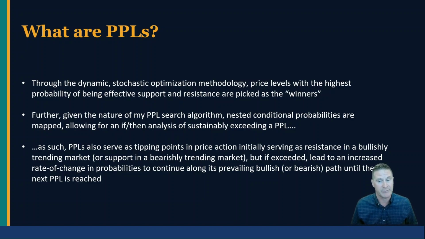So, to recap, PPLs are support and resistance levels. They're calculated using Bayesian learning algorithms to identify the highest probability of support and resistance. And they can also be viewed as tipping points, where if you get above 1 or below 1, it increases the probability of accelerating to the next one.